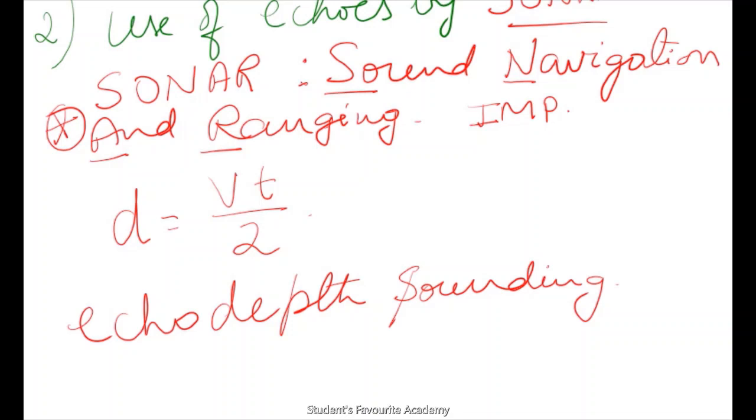So echo depth sounding, what do they do? Again, they use ultrasonic waves. Those waves reach the bottom of the sea and reflect back and come back. From the time the ultrasonic waves take to go from the surface to the bottom and back, we calculate the distance or the depth of the sea. Okay. So these are the uses of echo.